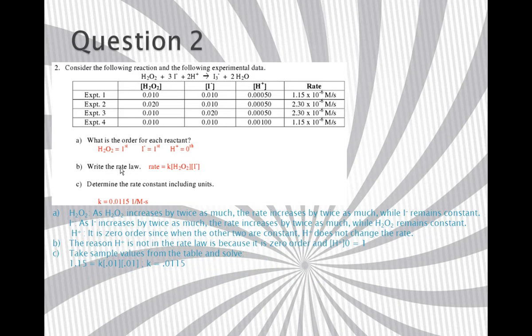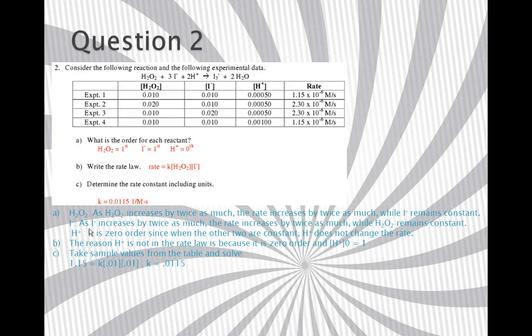So for question 2, it's pretty much the same deal except there's more data points. Not a problem. So the order for each one, if you look at the H2O2 explanation, as H2O2 increases by twice as much, the rate increases by twice as much, while I minus remains constant. So it's first order because 2 to the x equals 2. The x has to equal 1 in order for 2 to equal 2.